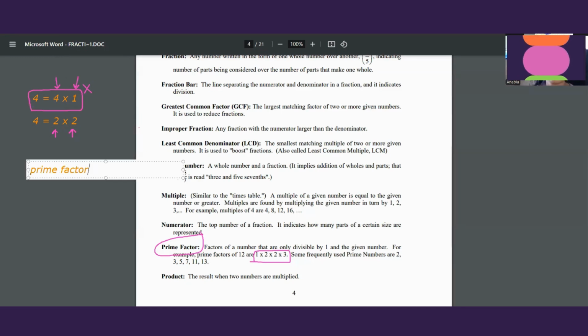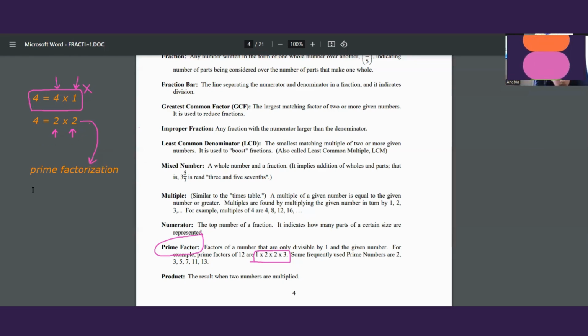Prime factorization. In prime factorization, you write only the prime numbers to show a multiplication. So 2 is a prime number and 2 times 2 is 4. So this is the prime factorization of 4. If I want you to tell me the prime factorization of 6, what would it be? 3 times 2. Great.